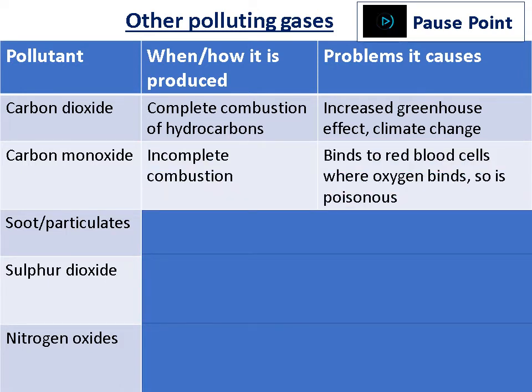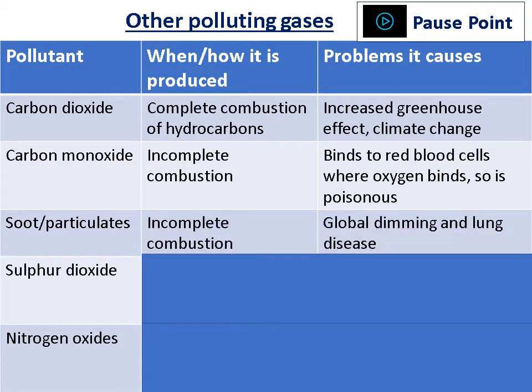Carbon monoxide is made in incomplete combustion. If you remember, that is when there's not enough oxygen. And the problem it causes is it's poisonous because it prevents oxygen being picked up by your red blood cells. So effectively you can't get enough oxygen and your cells can't respire and they die.